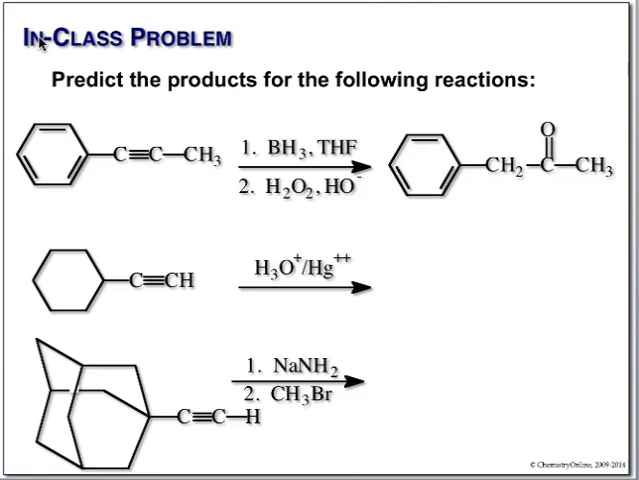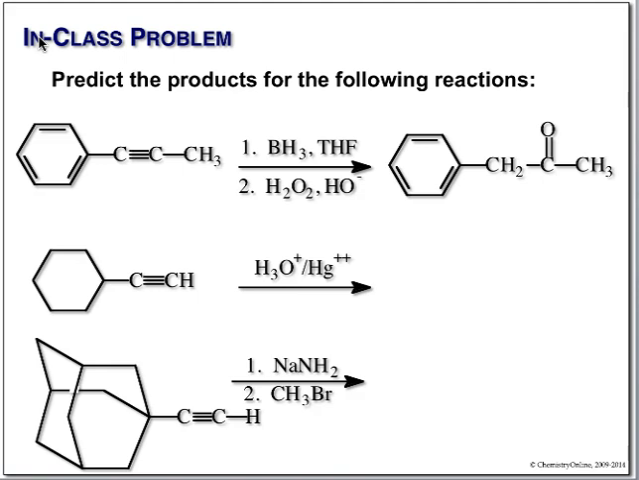Next, we're doing hydration. We know that this is going to be Markovnikov. So you simply look and say, which of these is going to be the more stable carbocation? That's where the oxygen goes. We have a secondary and a primary. Our most stable carbocation is clearly the secondary.